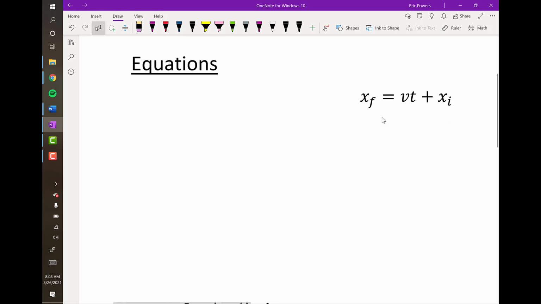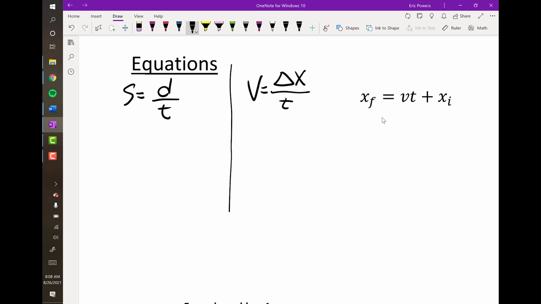Okay, so what we're going to do here is look at different equations and how to use them with word problems for this first unit. We've already done a little bit of this, where we've talked about speed is equal to distance over time, and we've also figured out that velocity is equal to displacement over time. These are the two main equations that we're going to look at. We've had a few others in there that I'll reference later.